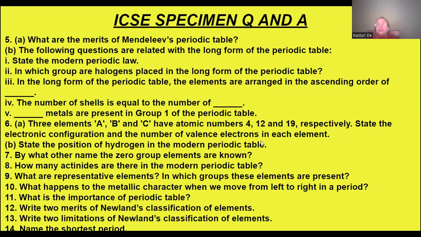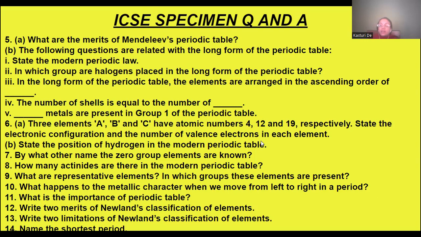Now, three elements A, B, and C have atomic numbers of 4, 12, and 19 respectively. State the electronic configuration and the number of valence electrons in each element. For A, the atomic number is 4. That means the electronic configuration will be 2 and 2. B is 12, that means 2, 8 and 2. And C has 19, that means 2, 8, 8 and 1.